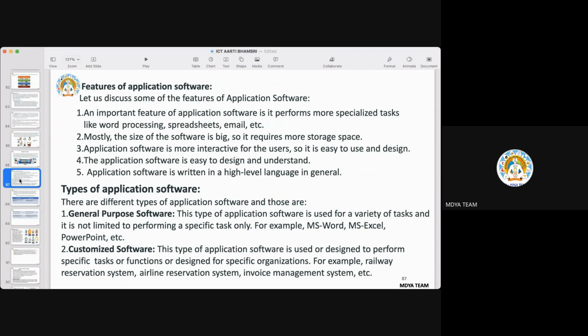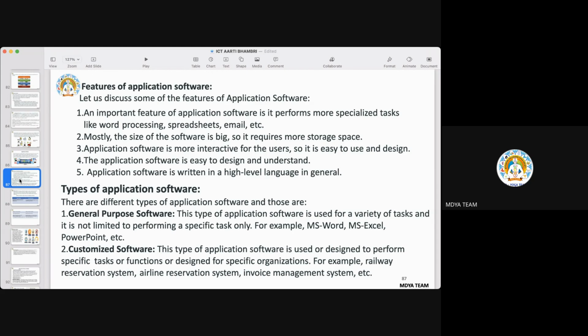Now, features of application software. An important feature of application software is that it performs more specialized tasks like word processing, spreadsheets, or receiving mail. The size of the software is big, so again it requires some storage space in your system. And this application software is more interactive for the users, and because it is as per their needs, it is easy to use and design. Application software is written in high level language in general. So whatever languages we have seen, these programs are written by some expert, or you can buy them from an organization.